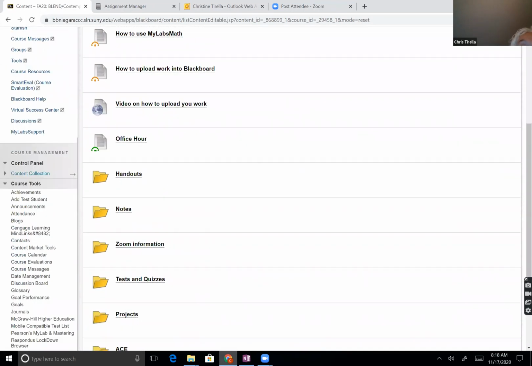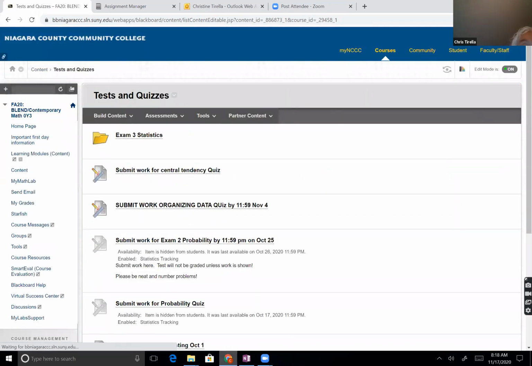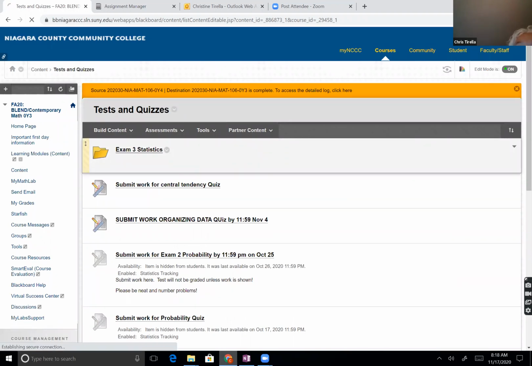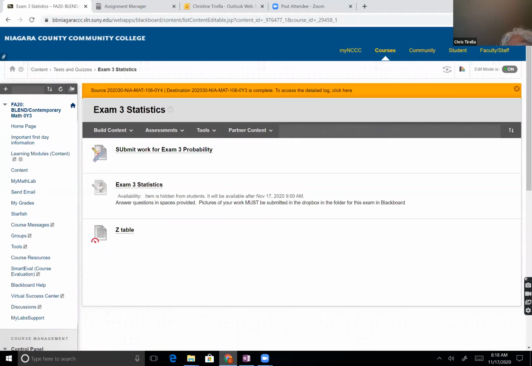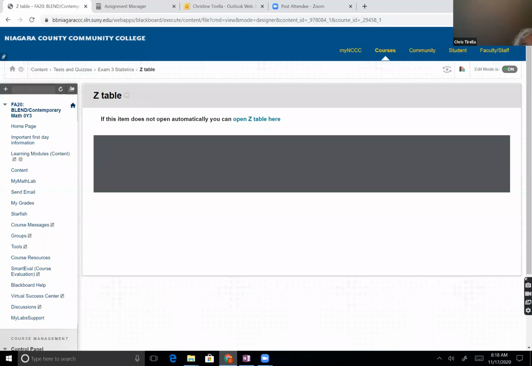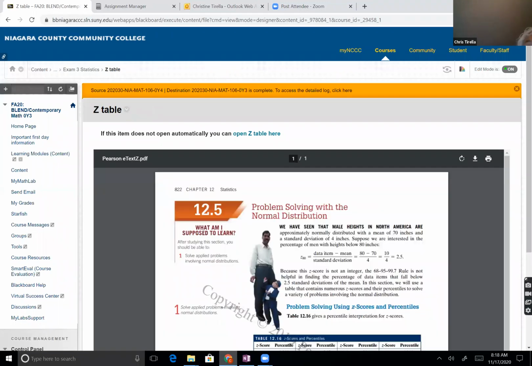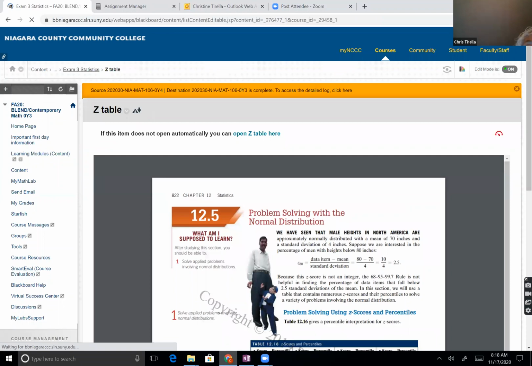So if you go into Blackboard, in content, to tests and quizzes, there's a separate folder for exam 3 on statistics. There are 3 things in here for you in case, because I remember when I had tried to put my own quiz in Blackboard, diagrams didn't always show up. And so the one diagram that you would need is the Z table. So I have that in there for you.